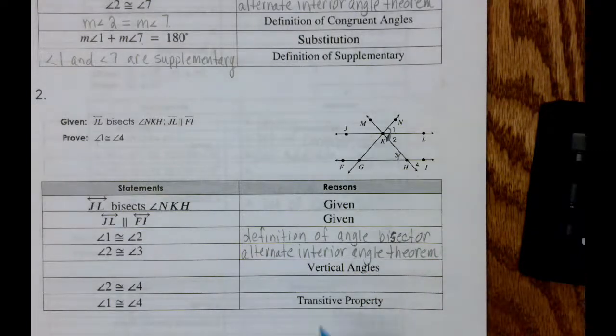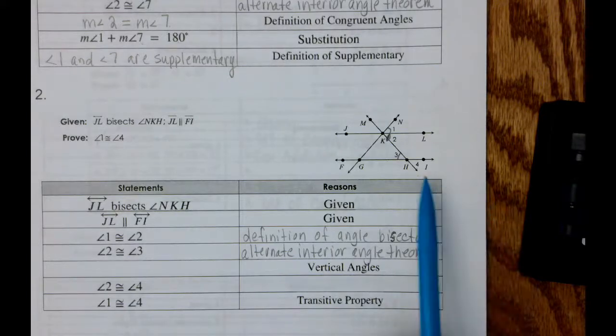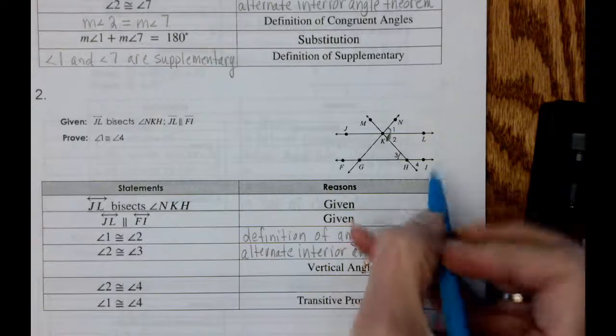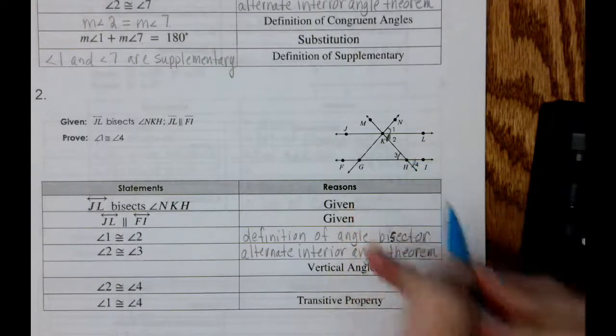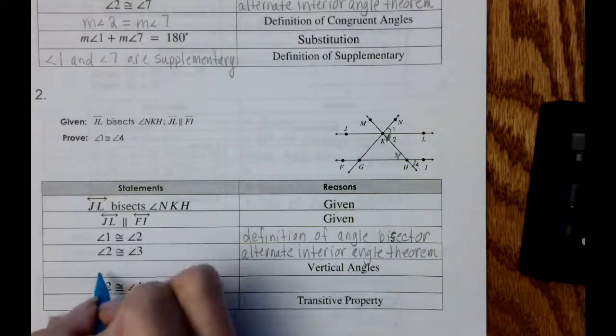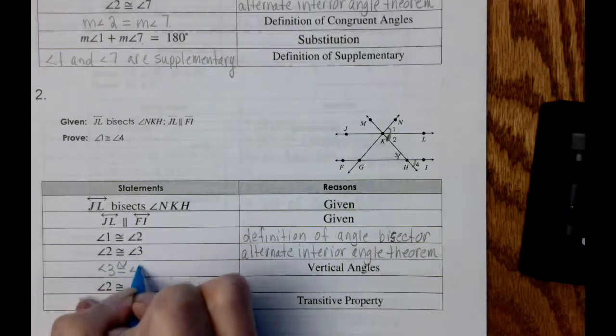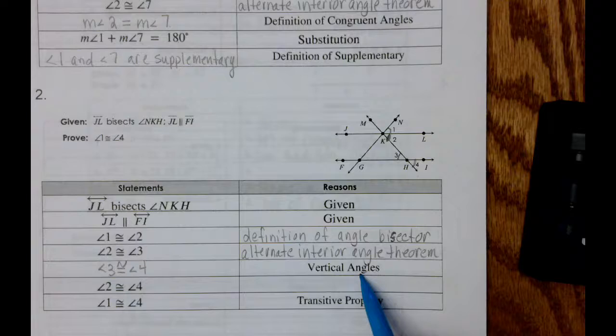Our next blank, we know that we are talking about vertical angles, but we need to go back here and figure out what needs to go in there. And what I see is that angle 3 is a vertical angle to angle 4, so we can say that angle 3 is congruent to angle 4 because they are vertical angles.